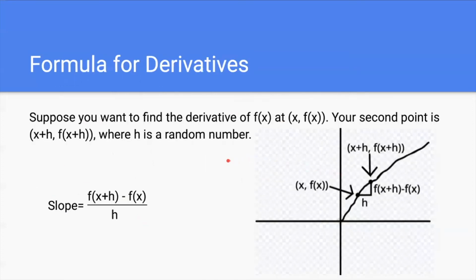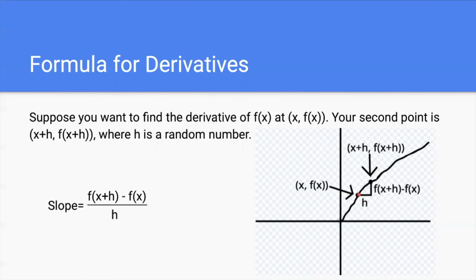All right, and now here is the formula for derivatives. So suppose you want to find the derivative of f of x at x comma f of x. So you want to find the slope at the point x comma f of x. In this diagram, that's this point right over here.